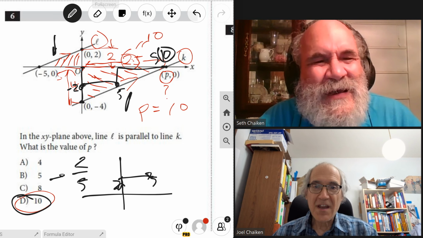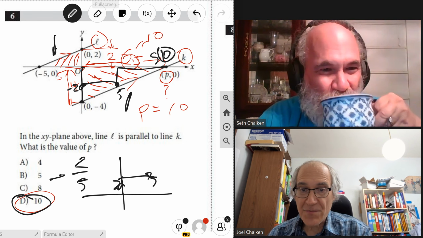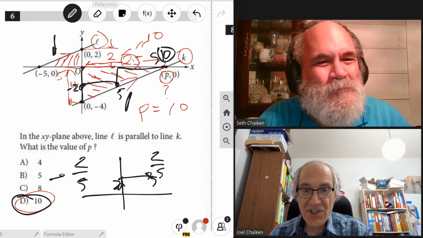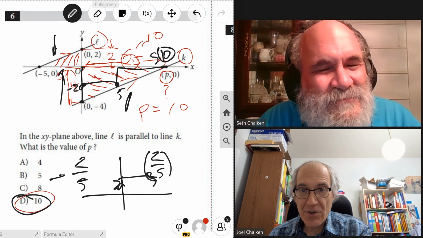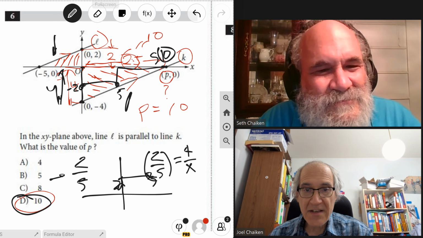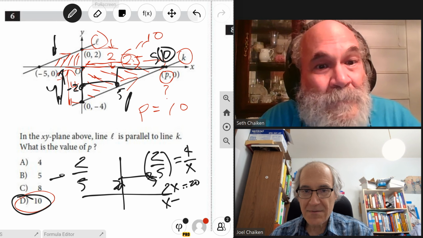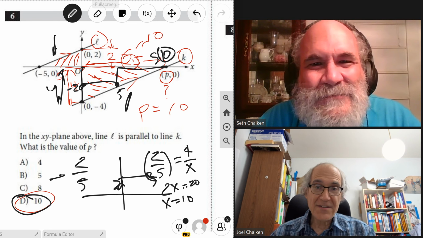Yeah. The other way to do it, if you want to do it that fast, is that if it's a 2/5 slope, and you're going up 4, you have a total change of y of 4. Then this is a 4, this is an x. And then you do 2x is 20, x is equal to 10. Good. So you could have done it that way also. There are a lot of ways to do this.